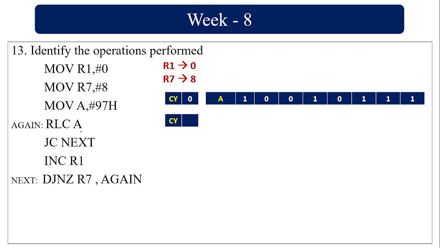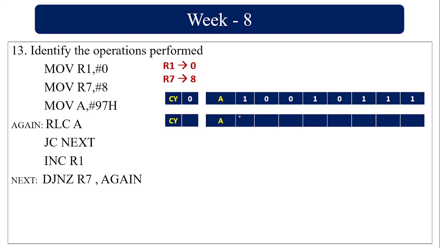First RLC, rotate the accumulator left through carry. So your B7 value will be moved to your carry here, and then your value is going to be rotated left. So it is going to be rotated left.